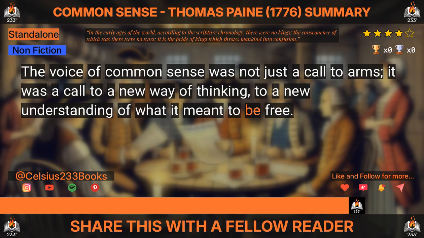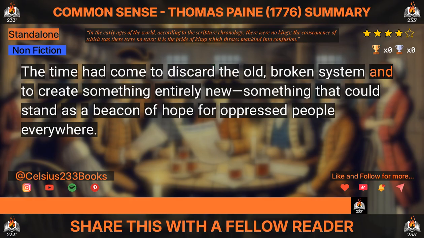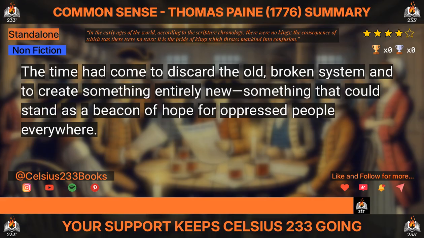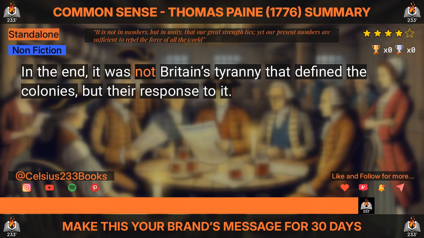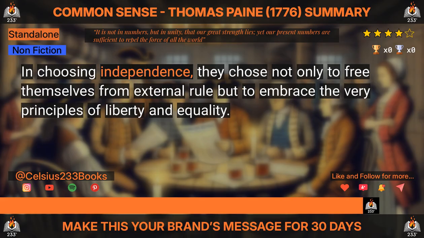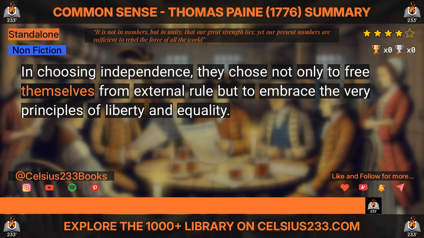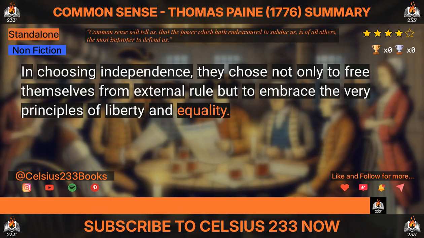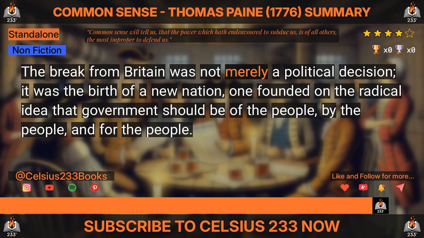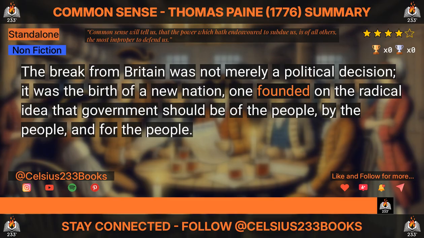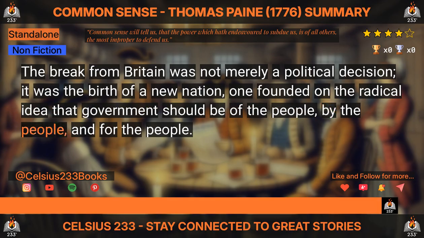The time had come to discard the old, broken system and to create something entirely new, something that could stand as a beacon of hope for oppressed people everywhere. In the end, it was not Britain's tyranny that defined the colonies, but their response to it. In choosing independence, they chose not only to free themselves from external rule, but to embrace the very principles of liberty and equality. The break from Britain was not merely a political decision. It was the birth of a new nation, one founded on the radical idea that government should be of the people, by the people, and for the people.